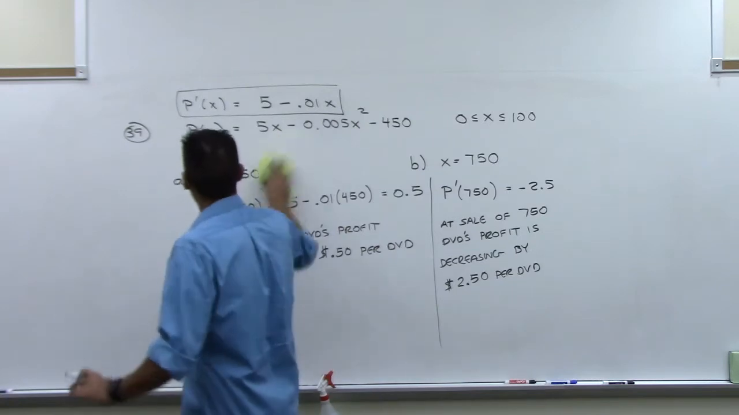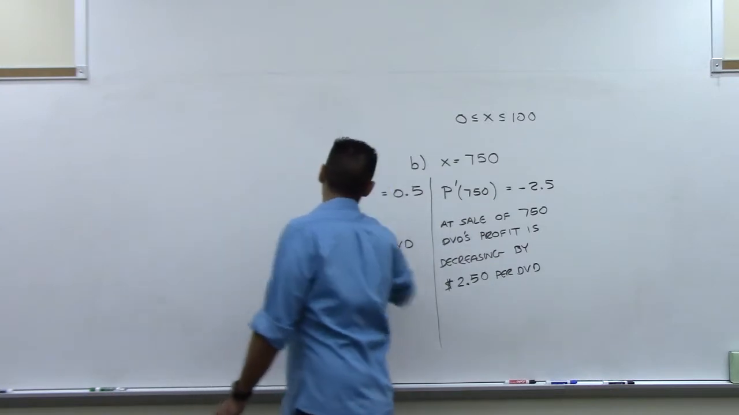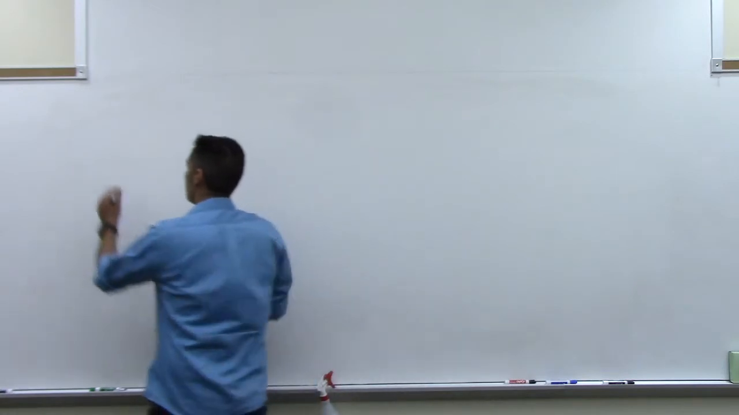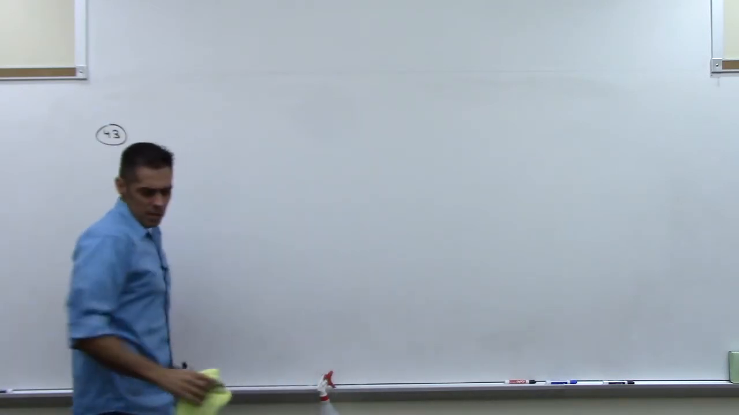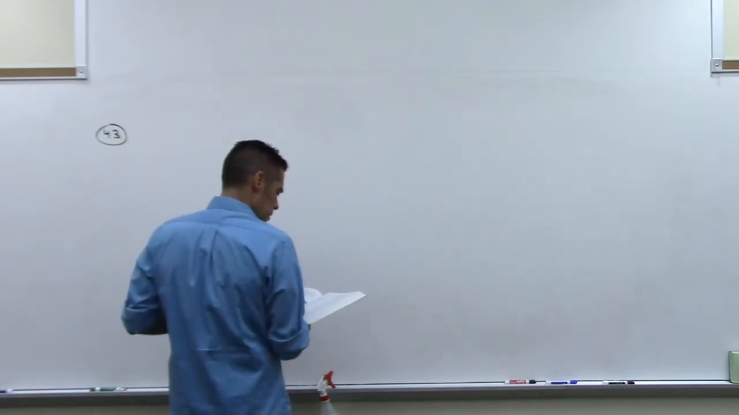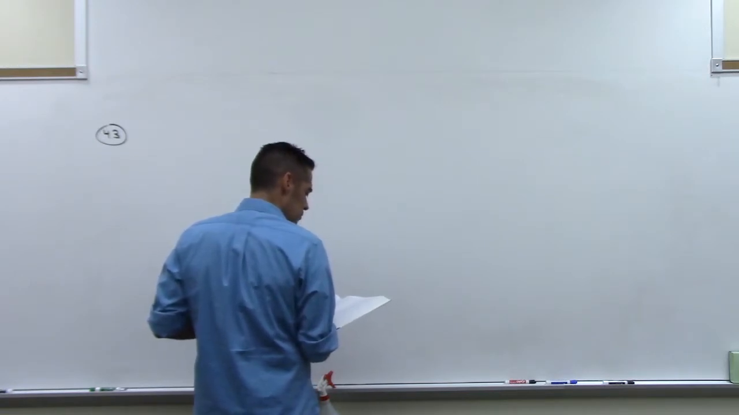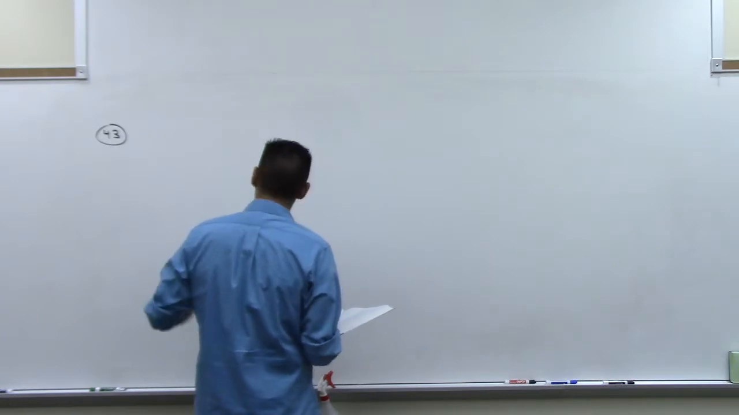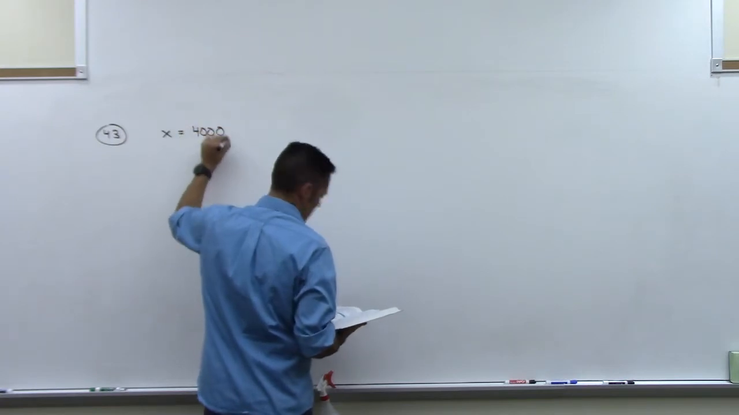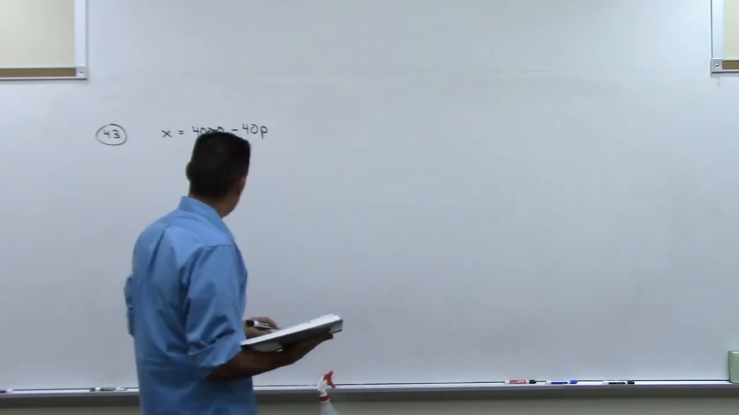Let's look at number 43. This is the last one here. All right, so they give you a problem for revenue analysis. The price in dollars and the demand for a certain brand of running shoes are given by this equation. X equals 4,000 minus 40p. All right, so P is the price in dollars.